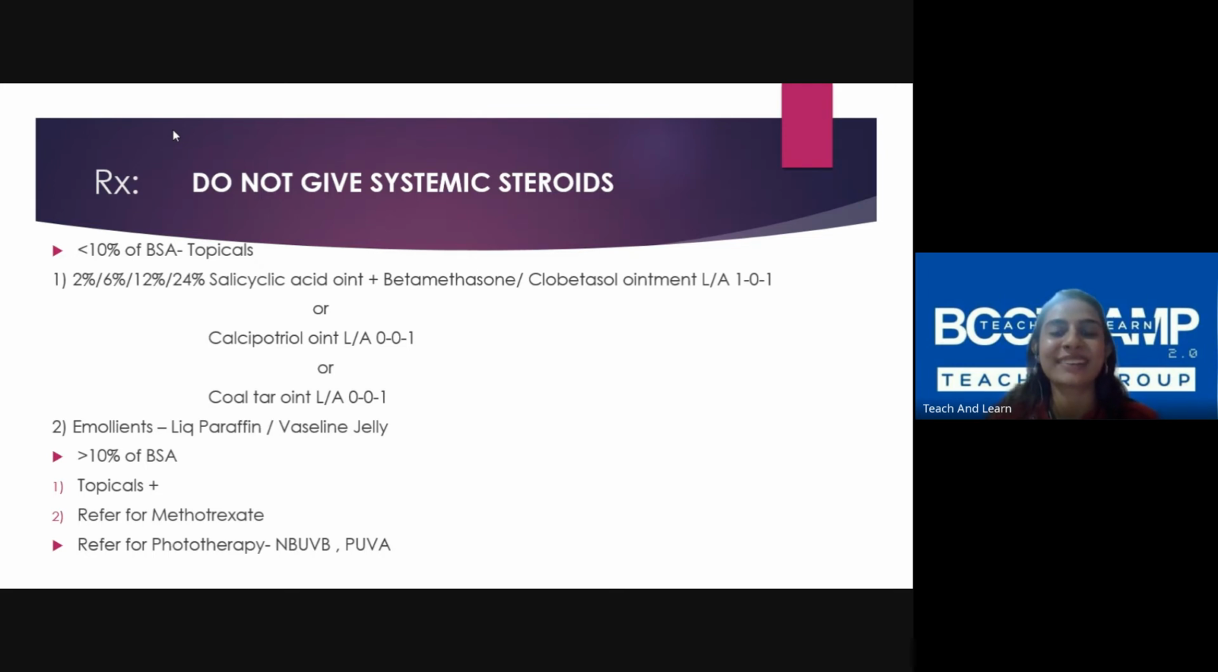betamethasone ointment or clobetasol ointment you can use for local application twice a day. Or you can use a calcipotriol ointment at night, coal tar ointment at night. Coal tar ointment is of choice for scalp psoriasis. That is a good use when it comes to scalp psoriasis. Coal tar can also be used on your hands.